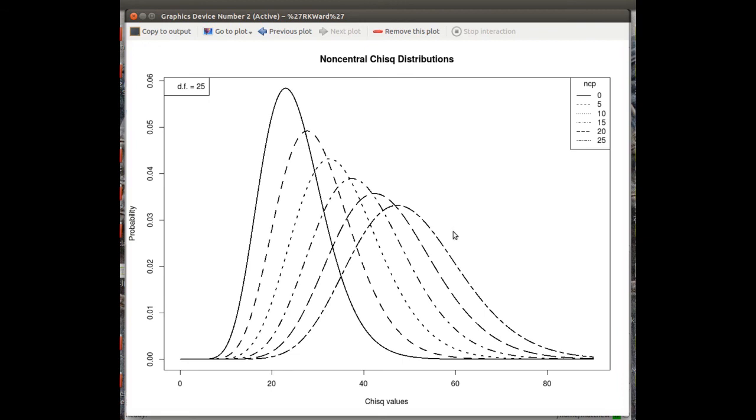So those are 2 ways that you can shift the chi-square distribution to the right: increasing the degrees of freedom and increasing this non-centrality parameter, which becomes very important when you're calculating power and sample size. And that's it. Hope you enjoyed it.